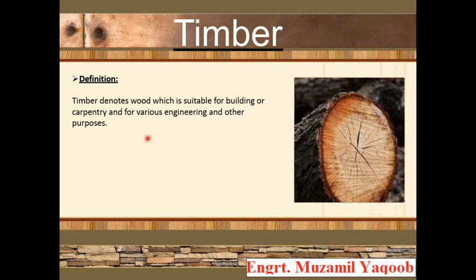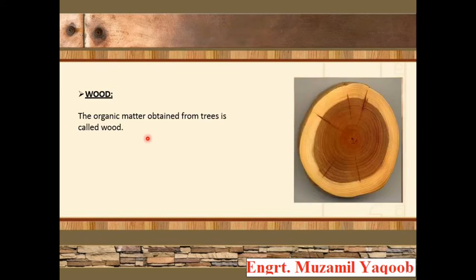By definition, timber means wood which is suitable for building or any type of engineering and other purposes. In other words, you can say the organic matter obtained from trees is known as wood, and here in this picture you can see the picture of wood.